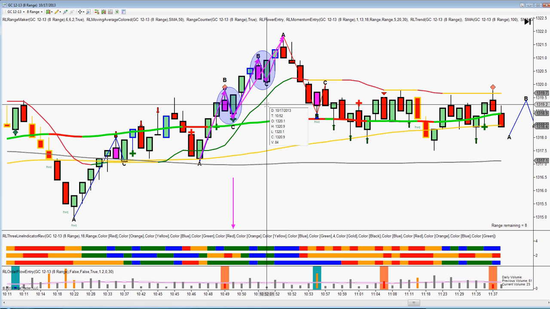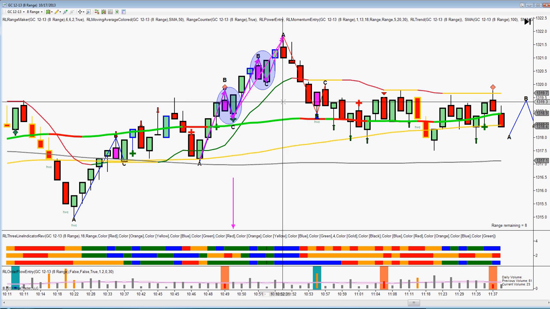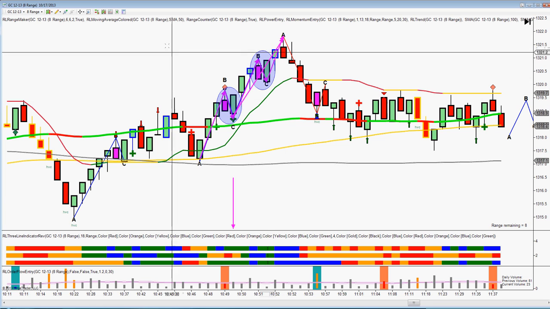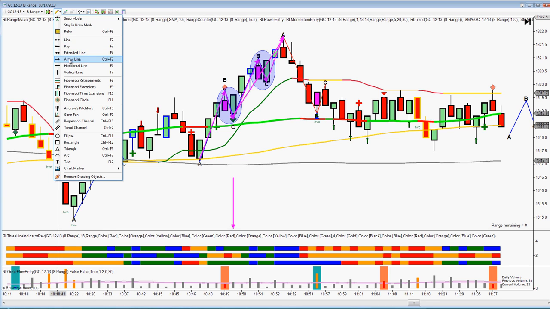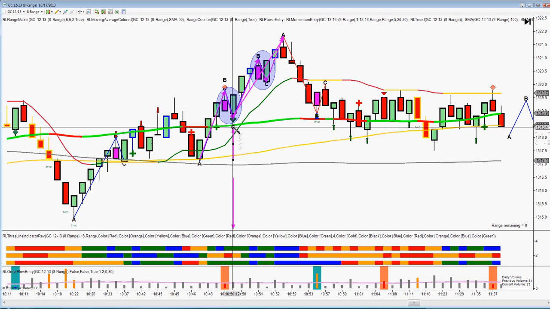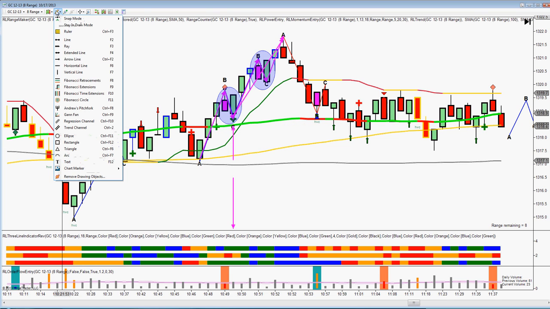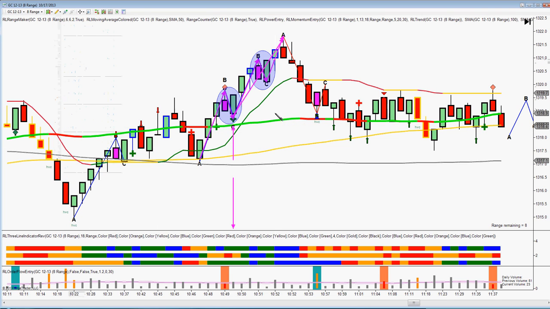Let's see if you squeaked out a first target. The high of the move is 1320.9. You'd be in at 1321. The high of the move is 1321.8. So you would have gotten 8 ticks and your first target is 6. But this is a much, much riskier entry than taking your first pivot C.